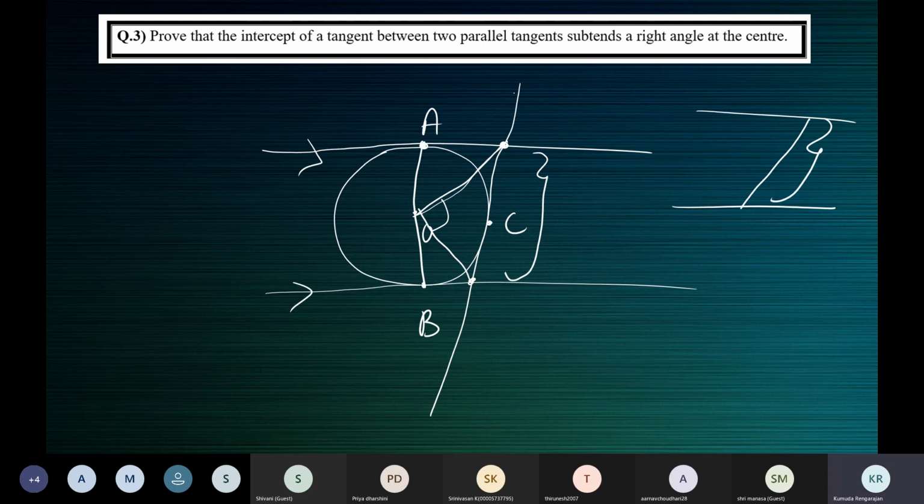Point of contact A, point of contact B. The two tangents are parallel to each other. When you join the points of contact, it will pass through O, and AB is the diameter. When we join the points of contact of two parallel tangents, that line segment will be the diameter of the circle.